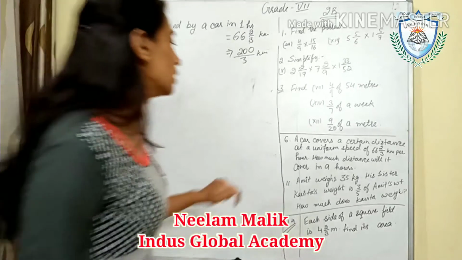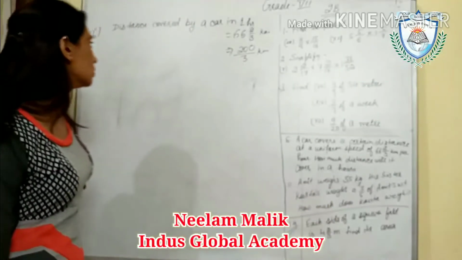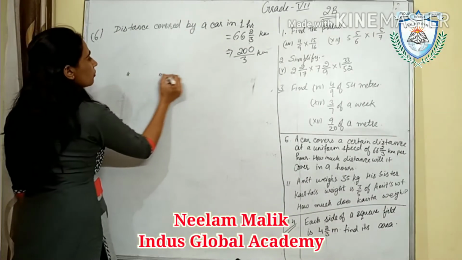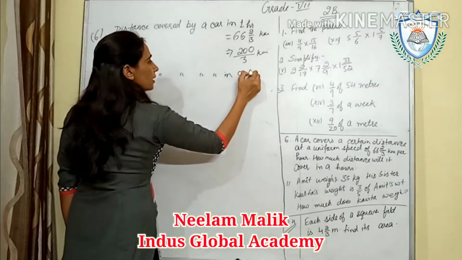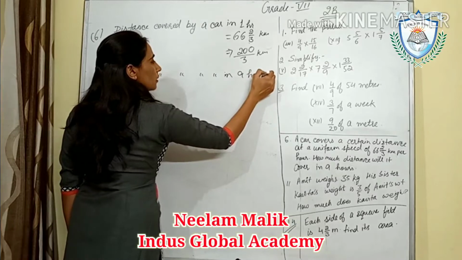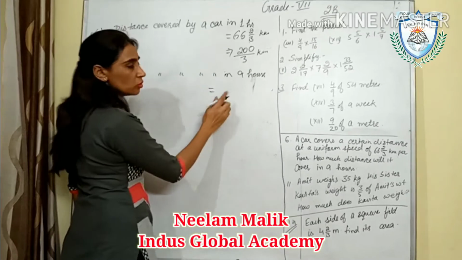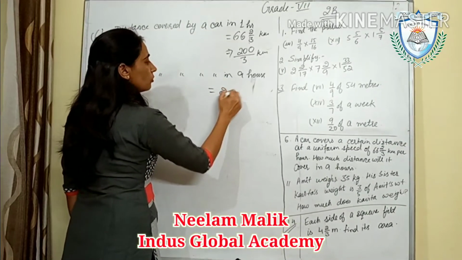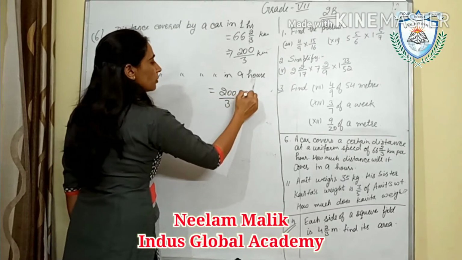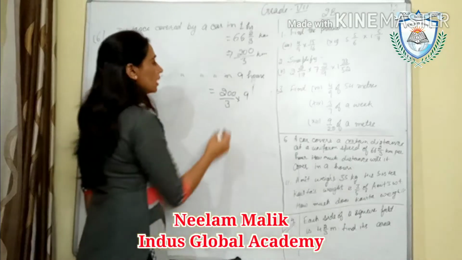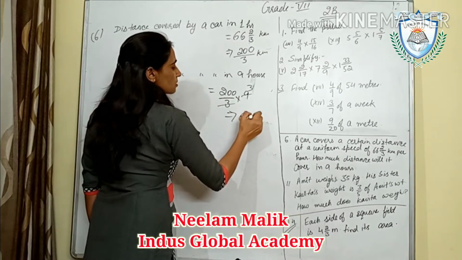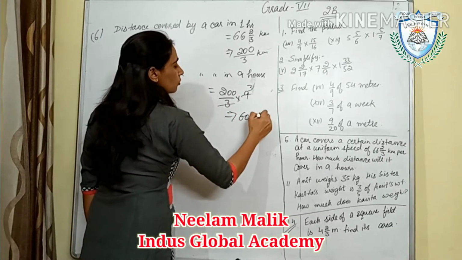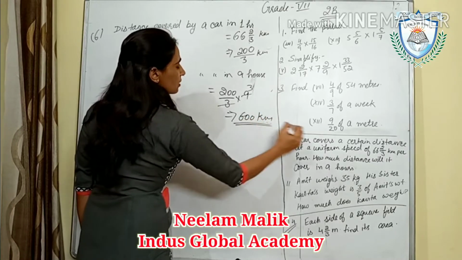But we have to find out the distance covered in 9 hours. Okay. So we will write here distance covered by a car in 9 hours. That will be more. So what we will do here? We will multiply distance covered in 1 hour into 9. 3 3s are. So what we will get here? 600 kilometer. This is our answer.